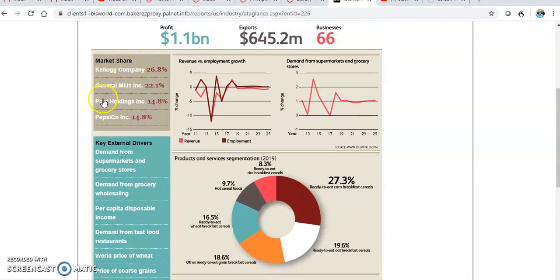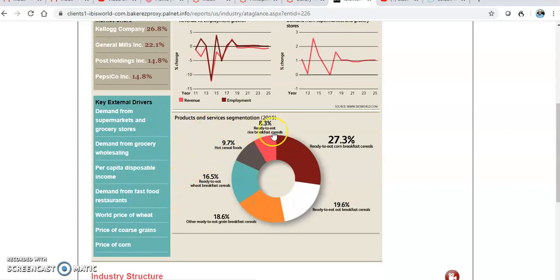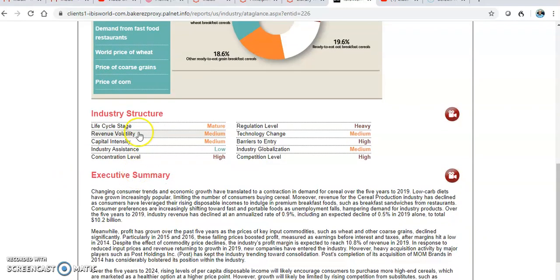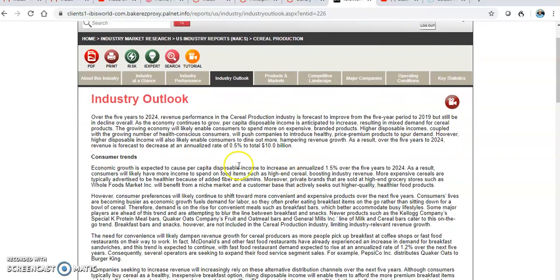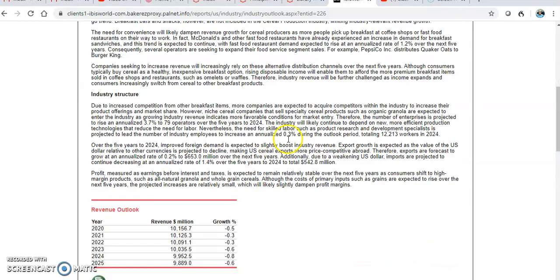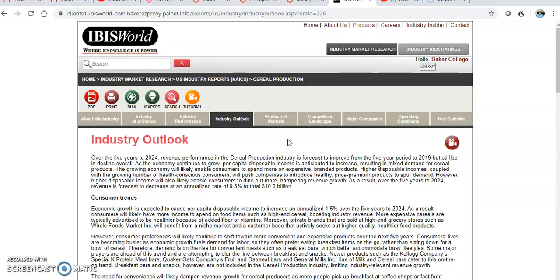Kellogg's is the leader. General Mills, as we'll see down there. But look at the products and the segments. I'm looking at ready-to-eat corn breakfast cereals. That sounds like cornflakes to me. Look at the structure, the life cycle stage, an executive summary on it, industry performance, industry outlook. You're frequently asked in projects like this to discuss trends. Again, if you need to understand what this section is about, you can watch the video. It'll explain it to you. A wealth of information here, guys.